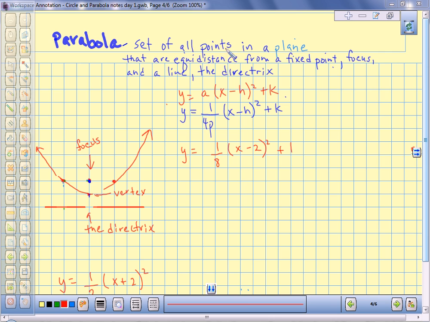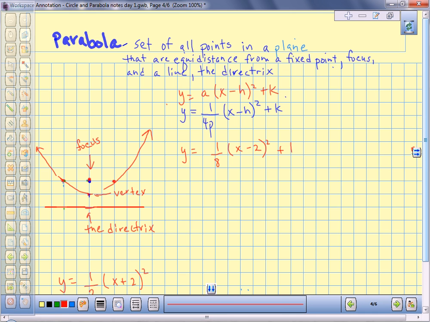Here, this would be the focus, and a line that is called the directrix. Now, when we graphed parabolas last year, we didn't graph them by their geometric definition. All we did last year was find the vertex and then apply the moves. Well, this year we're going to look at it from the geometric definition, which tells us it's a set of all points in a plane that are equidistant from a fixed point, the focus, and a line called the directrix. So, let's take a look and see how it is formed.